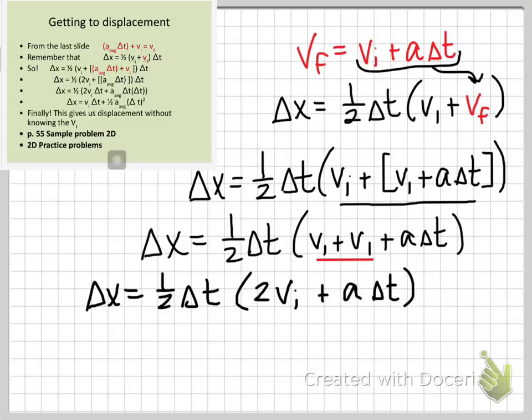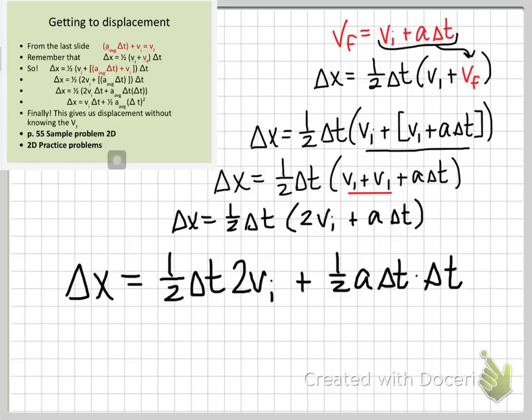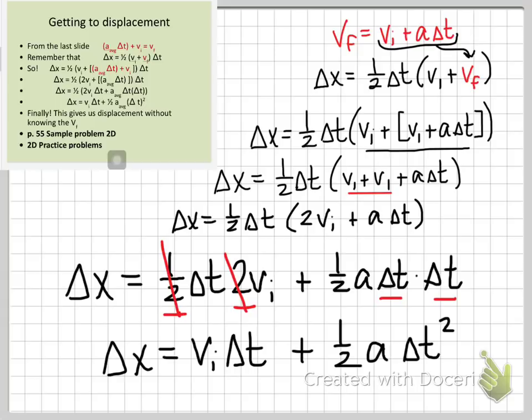Now let's go ahead and distribute the 1/2 delta t. Okay, we have delta x equals 1/2 delta t times 2vi plus 1/2 a delta t times delta t. Let's do a few things. When we multiply 1/2 by 2, guess what? It goes away. When we multiply delta t by delta t, we get delta t squared. Let's rewrite that. Hey, that's not so ugly.